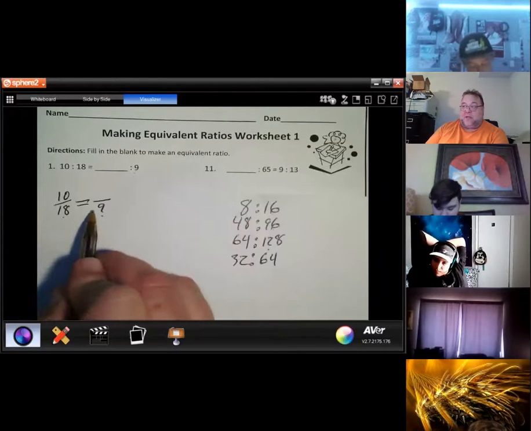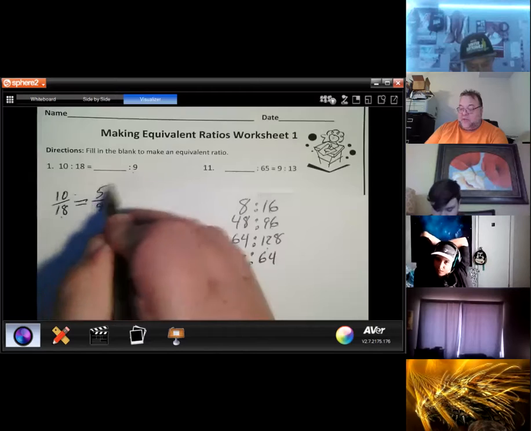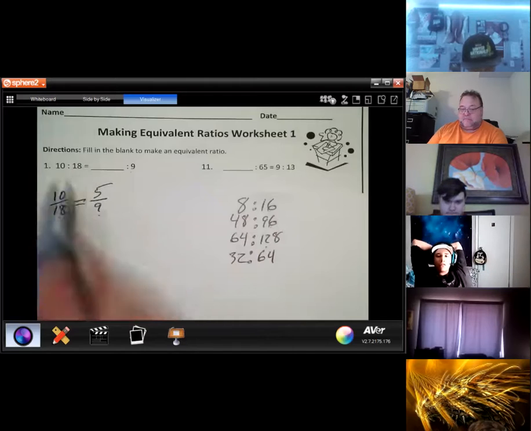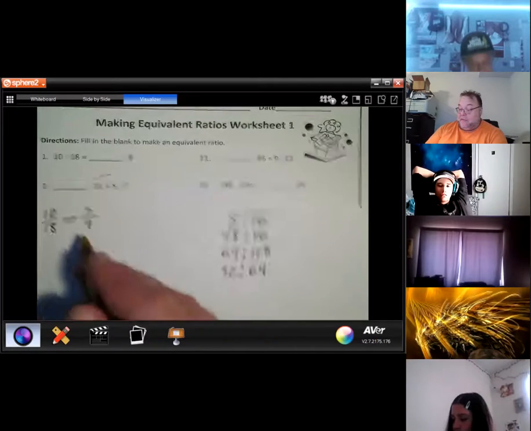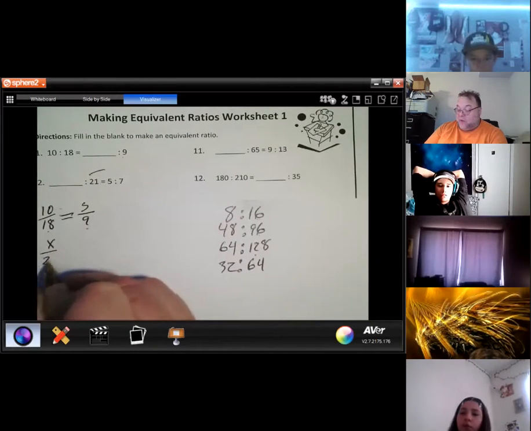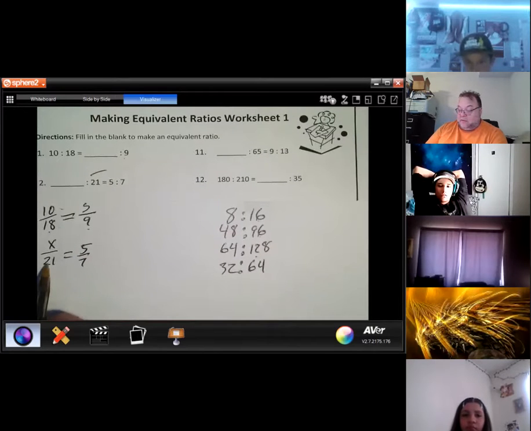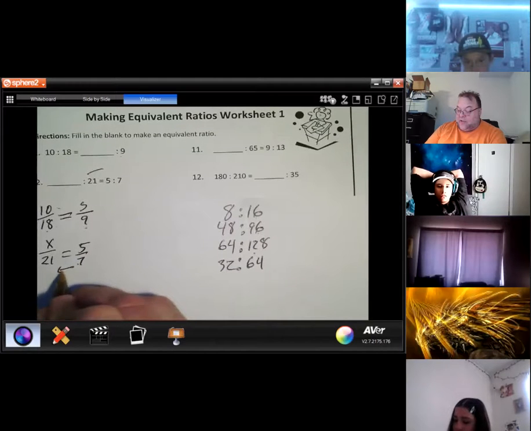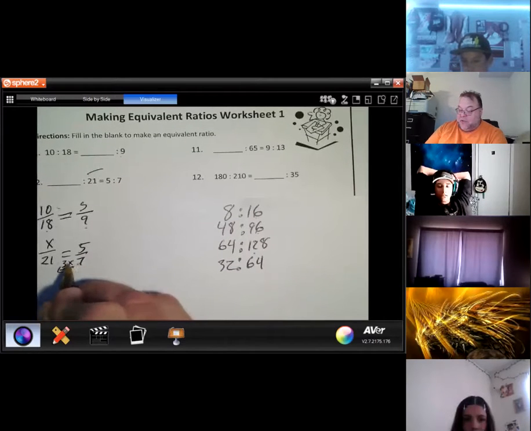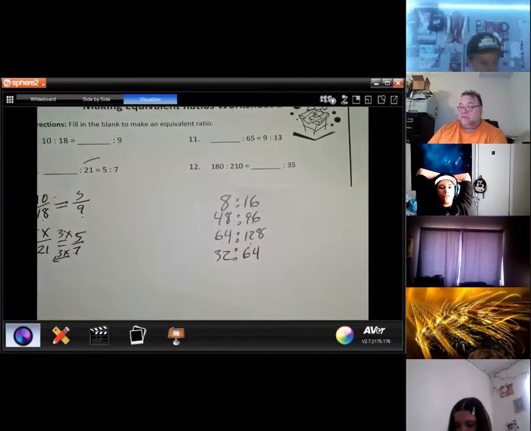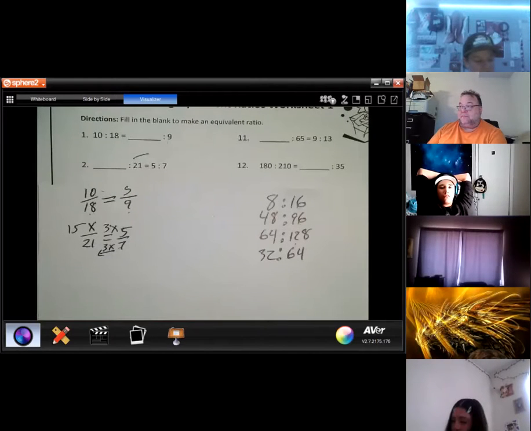So I'm dividing by 2 here, right? So I divide by 2 here, and here's my answer, right? See how that works? Let's look at the next one. So I have something over 21 equals 5/7. Well, 21 divided by 3 is 7. But I could also think of it the other way and say, I'm multiplying by 3 this direction. So I get 15.